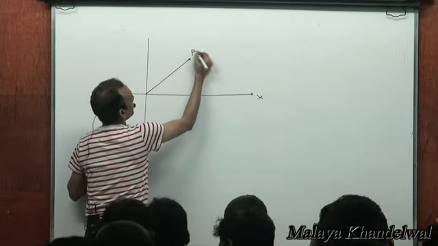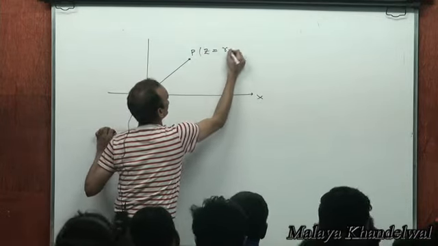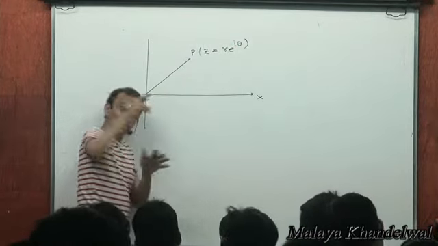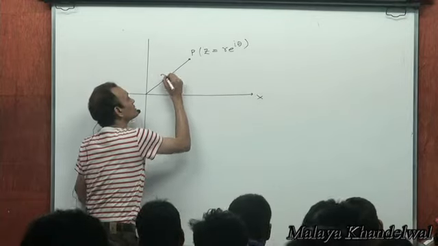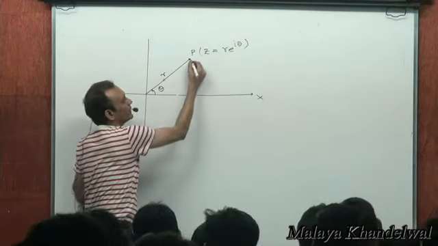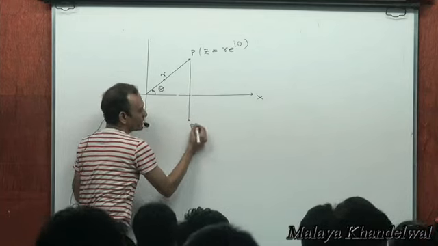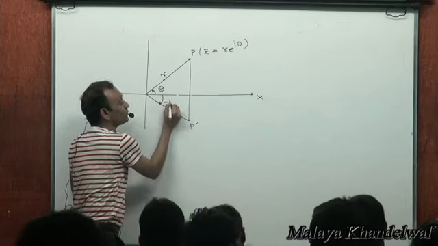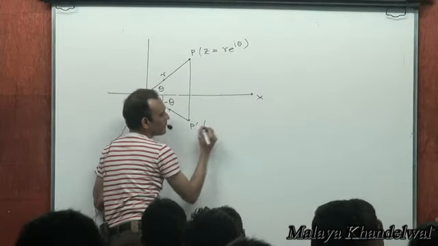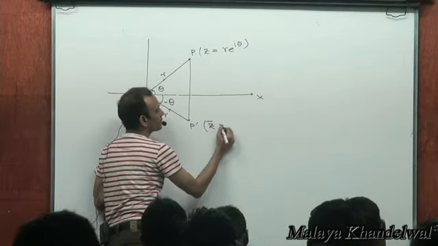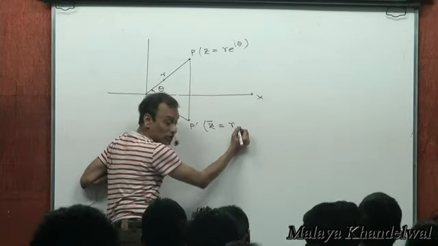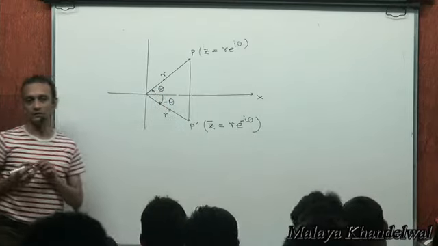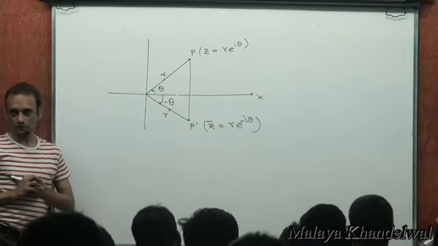So if this point P is z equal to r e to the power i theta, which is r cos theta plus i sin theta, with r the modulus and theta the argument, then its conjugate P prime would have the same modulus r, but its argument would be minus theta. So the z that represents P prime, that is z bar, is going to be r e to the power minus i theta. Right?